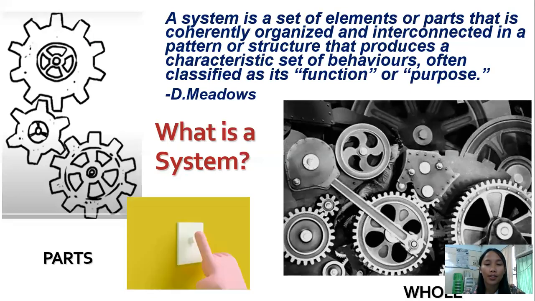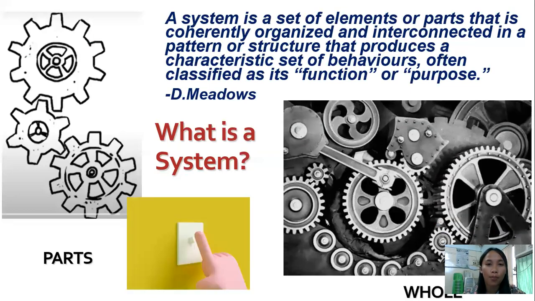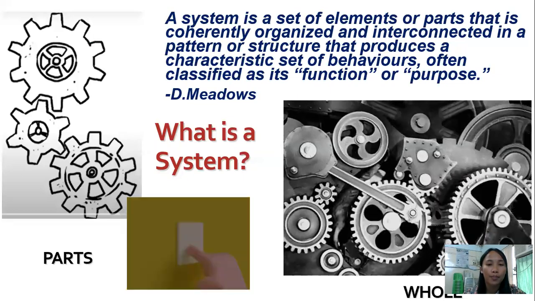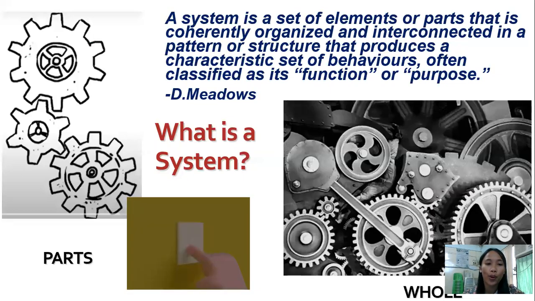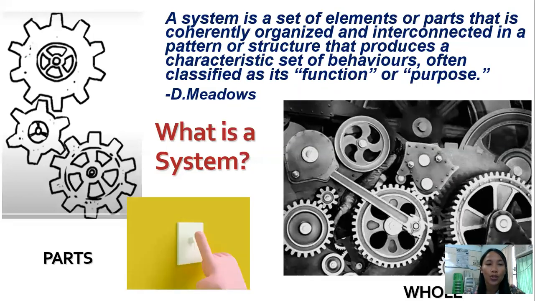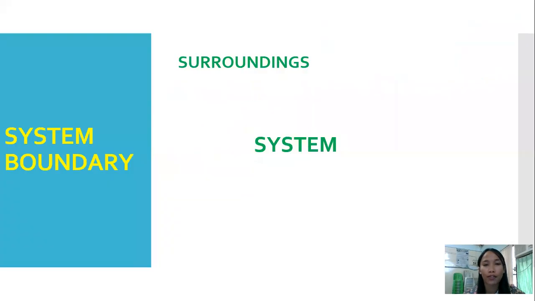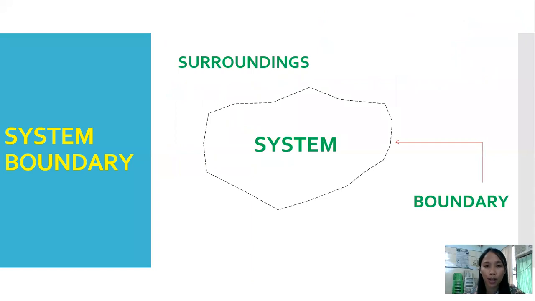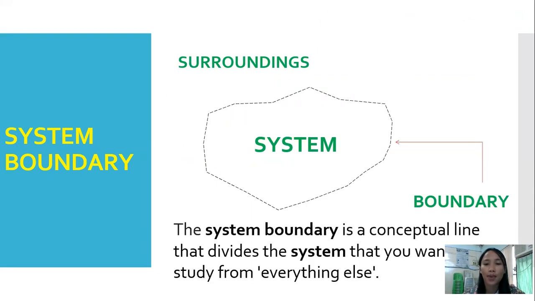Many things or us can become a part of a system, may it be a natural system or a man-made system. We should also understand that for every system, you have the so-called boundary. The system boundary is a conceptual line that divides a system that you want to understand from everything else.